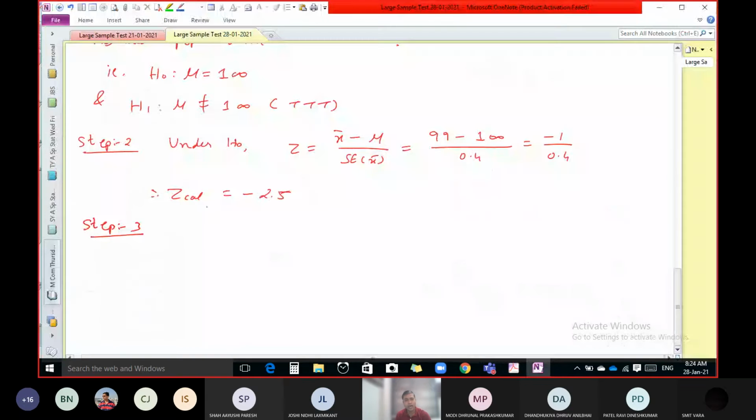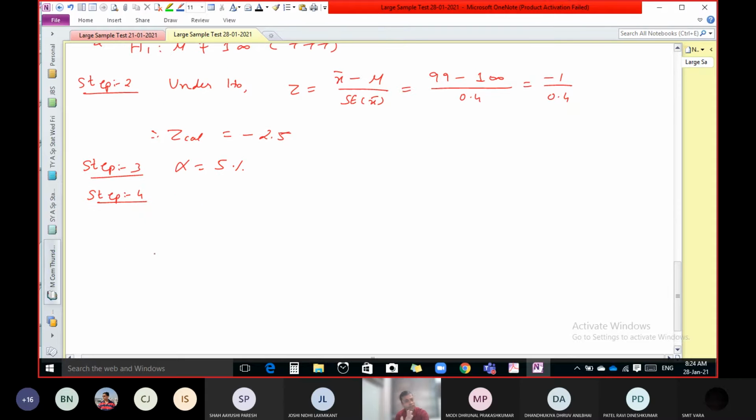So we have a choice. Either you can take alpha equal to 5% or 1%. You can take any one out of these two. Normally we will take 5%. If nothing is mentioned, we always consider 5%. But it is not compulsory. You can take 1%, no problem at all. Okay. Step 4. In step 4, we have to write Z tab.